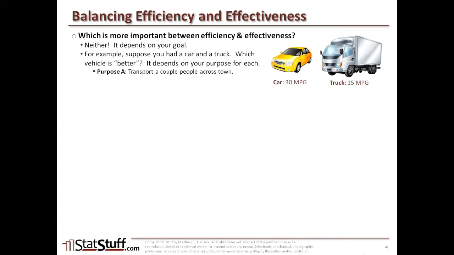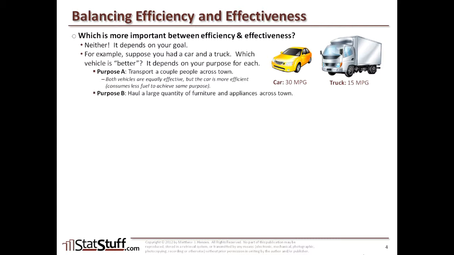So let's say for purpose A, the purpose is to transport a couple people across town. Well, in that example, both vehicles are going to be equally effective, but the car will be more efficient simply because it has twice as much fuel efficiency compared to the truck in achieving that same purpose. However, for purpose B, let's say that instead you're trying to haul a whole bunch of furniture or appliances across town. Well, in that example, only the truck is going to be effective. So in this case, it doesn't matter how fuel efficient the car is if it cannot achieve the purpose.